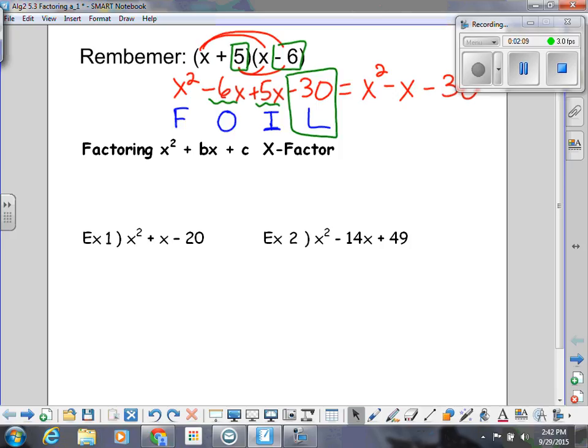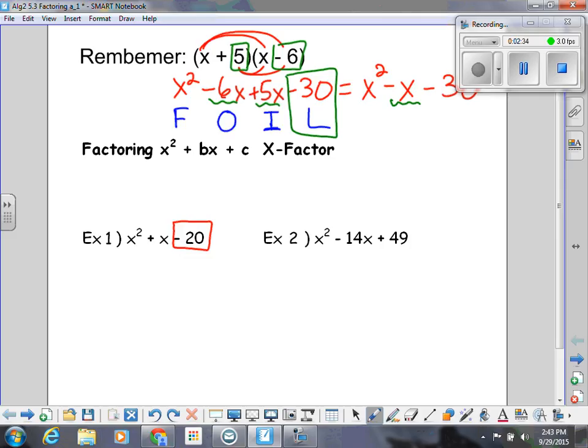I know that there were two numbers that multiplied to give me negative 20. And notice that those same two numbers, 5 and negative 6, are the O and the I parts. They got multiplied by the x, and we combined those like terms. So those also had to add to get us this common term here, negative 1x.